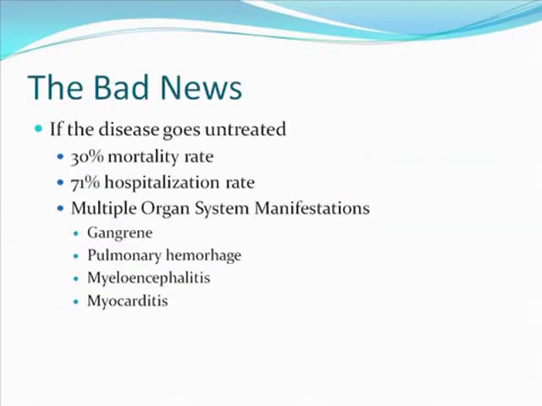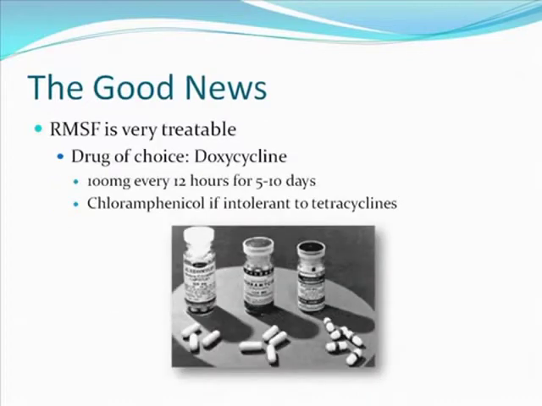If the disease goes untreated, you're in a heap of trouble. RMSF has a 30% mortality rate if no action is taken, and a 71% hospitalization rate even if action is taken. RMSF can wreak havoc on your internal body systems, causing things such as gangrene, pulmonary hemorrhage, myeloencephalitis, and myocarditis. The good news is that RMSF is very treatable. Almost every case responds to doxycycline, the drug of choice. If doxycycline isn't an option, chloramphenicol is used instead.